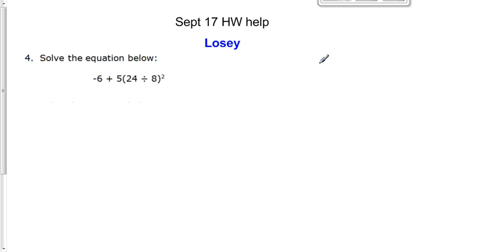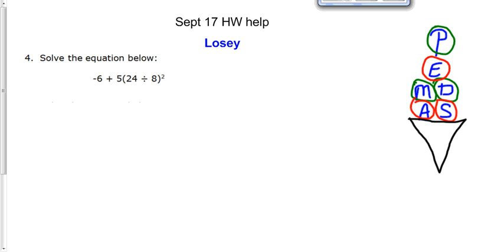If you look at problem number 4, we're going to have to talk about order of operation. So you're going to have to use your PEMDAS. You have your parentheses, your exponents, your multiply, your divide, your add, subtract, whatever comes first from left to right. So if we look at our problem here, we have our set of parentheses. So that's what I need to do first.